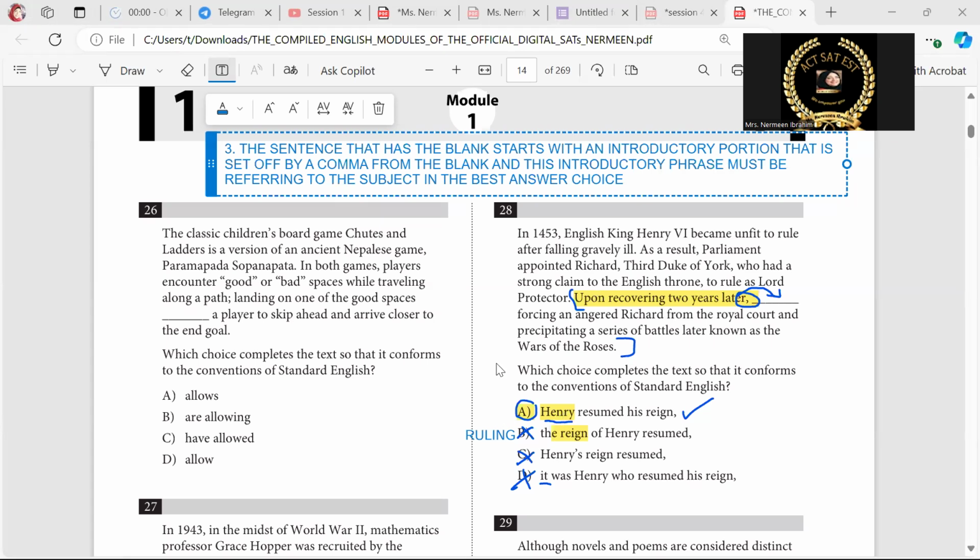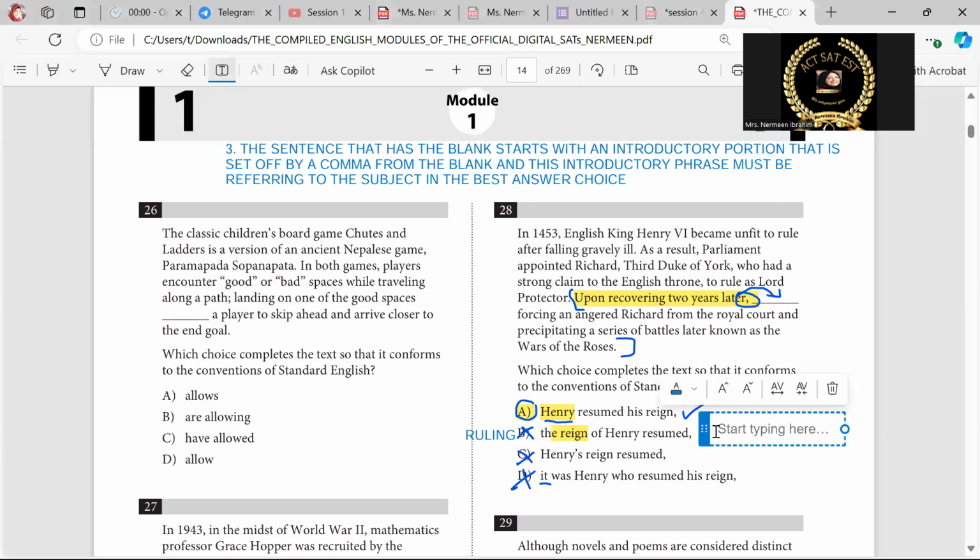What is the fourth tip, teacher, in order not to be tricked by such a question type? Okay.